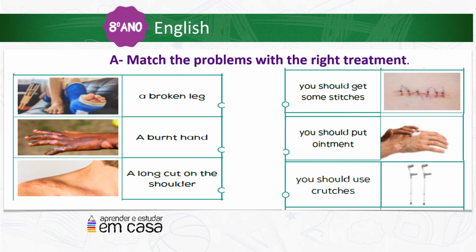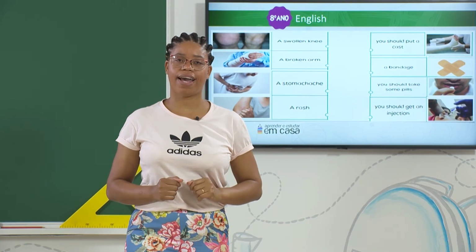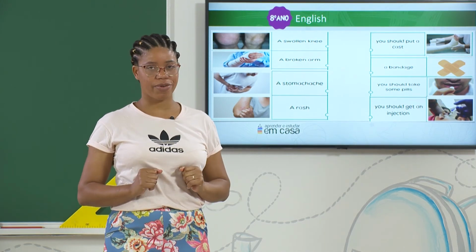You should get some stitches, you should put ointment, you should use crutches. Let's continue. A swollen knee, a broken arm, a stomach ache, a rash. Which one are the correct treatment? You should put a cast, a bandage, you should take some pills, you should get an injection. Take your time and do the exercise. We will come back very soon.